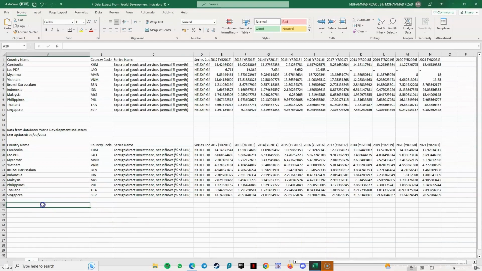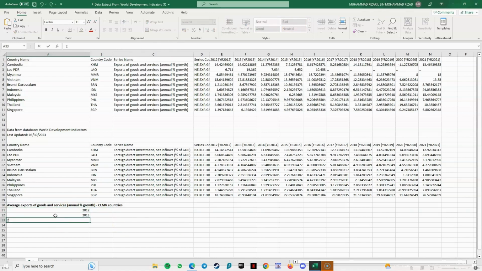The next task is to calculate the average export of goods and services and also calculate the average foreign direct investment. Both average export of goods and services and foreign direct investment will be separated between the CLMV countries and also the Asian 6 countries.